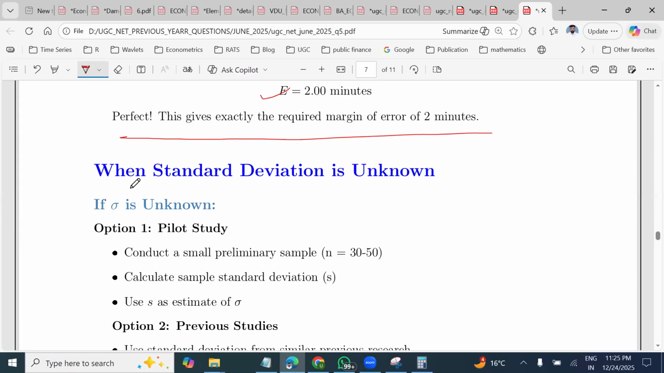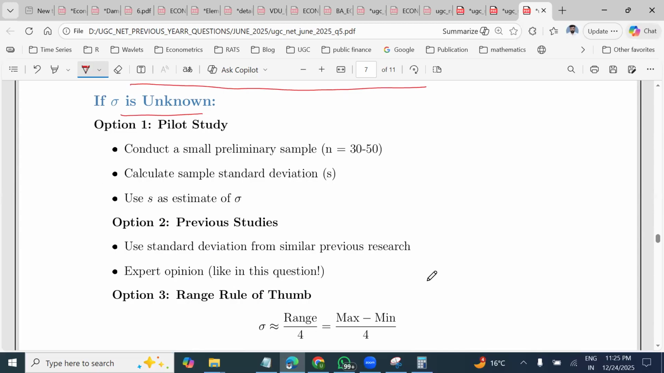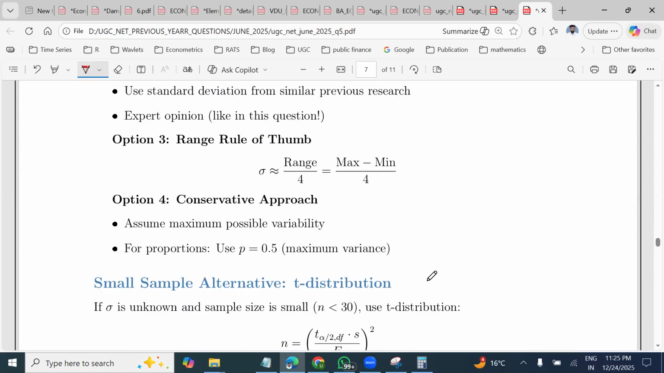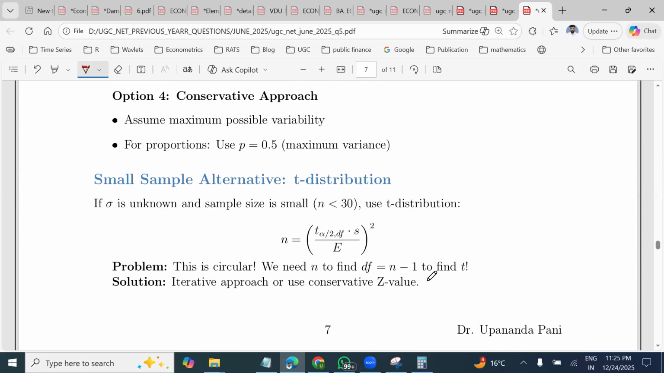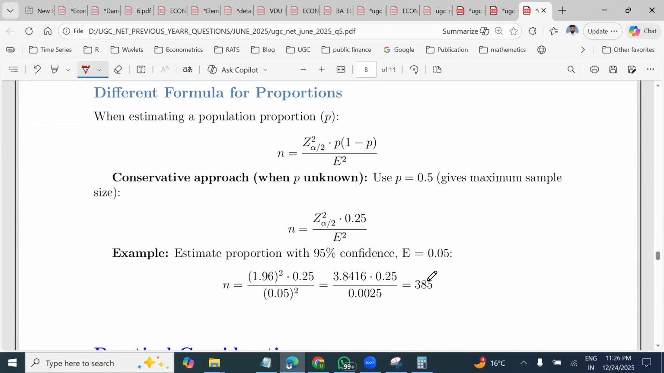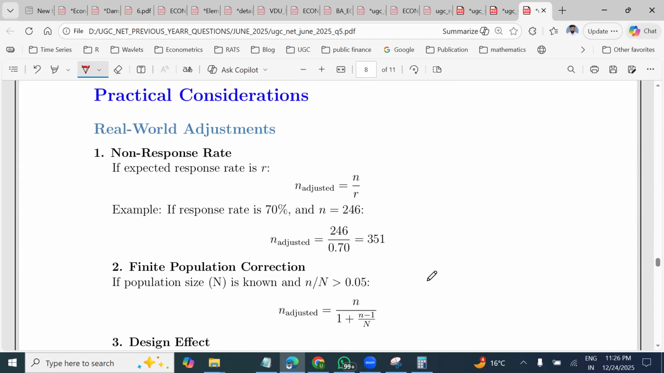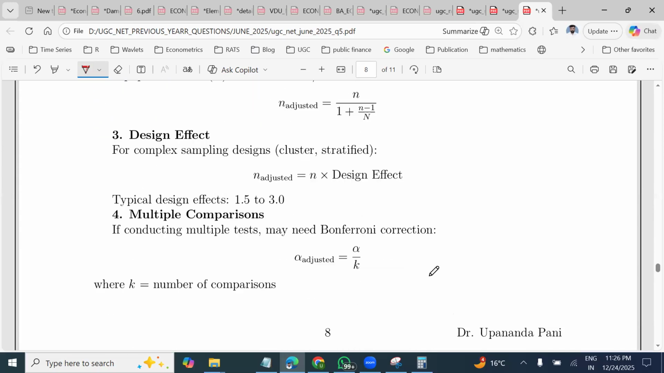Now next question, Sangeeta, your answer will be here also. When the standard deviation is unknown, if the standard deviation is not known, how will you do? This is a practical question. I think we will not discuss pilot study, previous study, rule of thumb, right? This is not required, I think you will skip it. It is for Madhusmita. You read it, okay? You should do the detailed study after the exam.